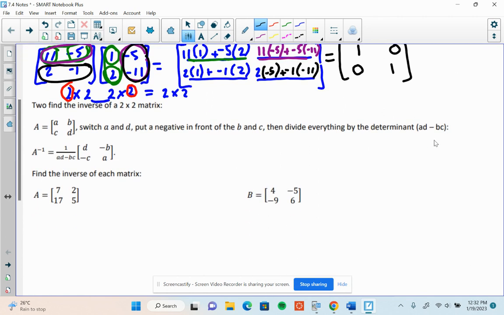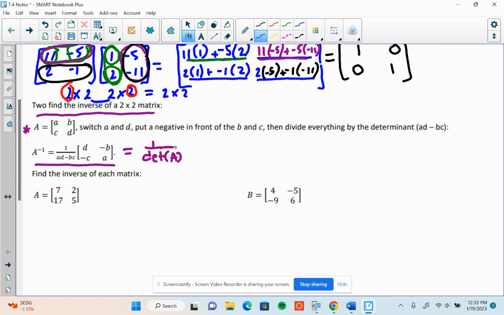Okay, now let's talk about how to find the inverse of a 2 by 2 matrix. There's a formula that we're going to memorize to do this. If we have a matrix A, what we do is switch the A and the D, put a negative in front of the B and the C, and divide everything by the determinant. We're going to write it this way. This is a little formula we want to remember. Notice that's 1 over the determinant of A.